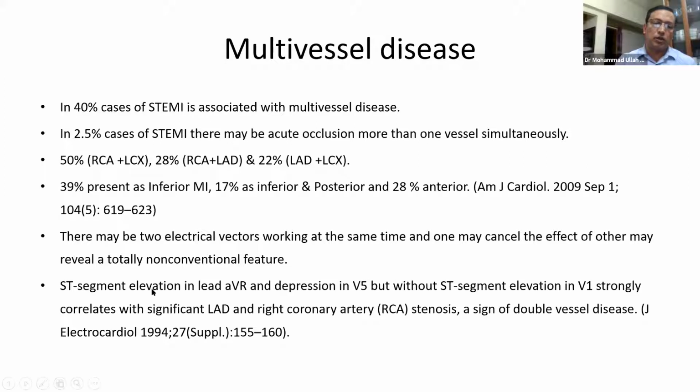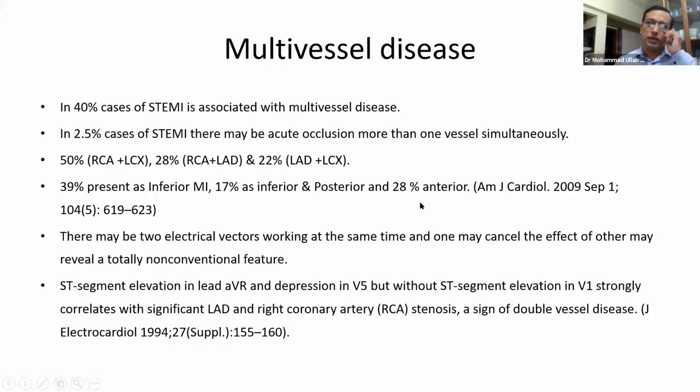The combination may be RCA and LCX in 50% of cases. In 28%, it is RCA and LAD, and in 22% of cases, LAD and LCX. Most of the time, they present with inferior MI, but it can present with inferior and posterior MI, and can also present with anterior MI.